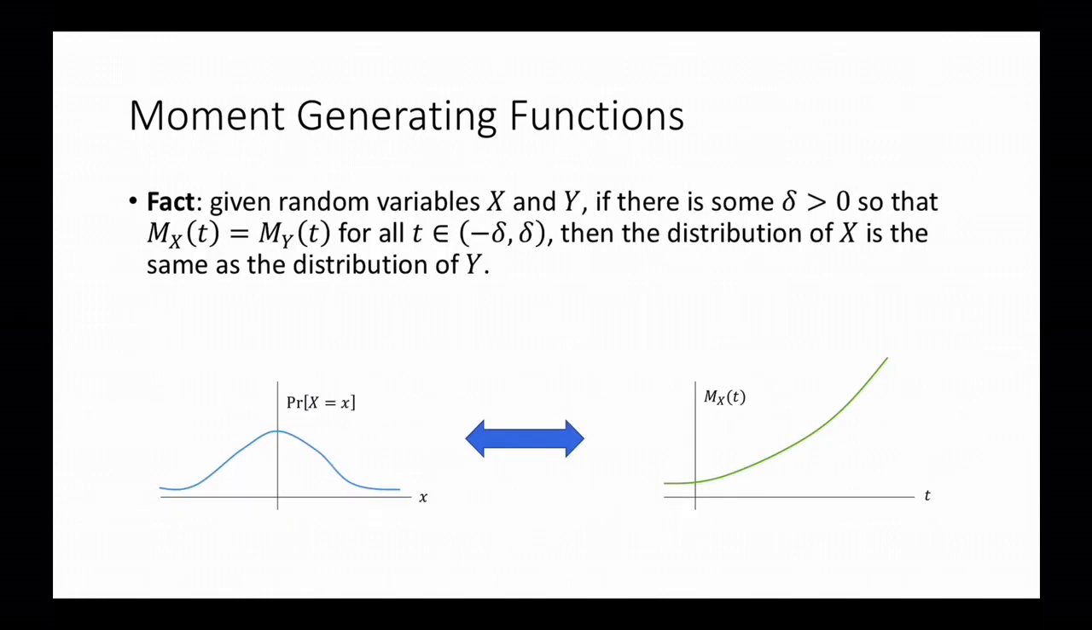A useful fact about moment generating functions is that they actually characterize the underlying distribution. That is, if two random variables have the same moment generating function, then they have the same distribution.